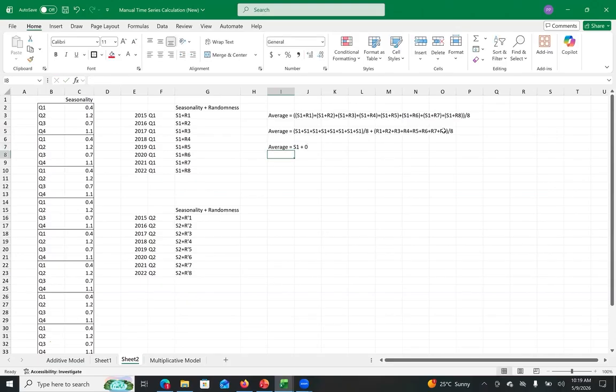So can I say that if I take the average of all of these values, I will get the seasonality component? Yes. The same thing I can do here as well: I will take the average of all of these values and all the random components will give an average of 0. All the seasonality components will give the average S2, and that average will finally give me the seasonality component of quarter two.